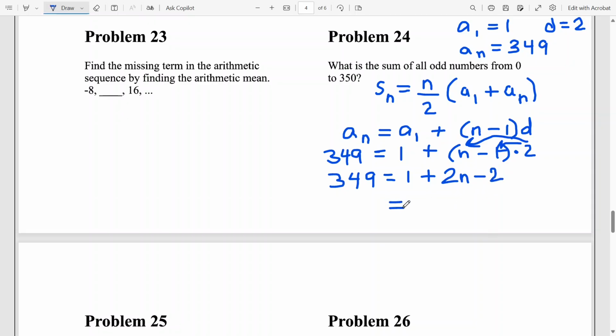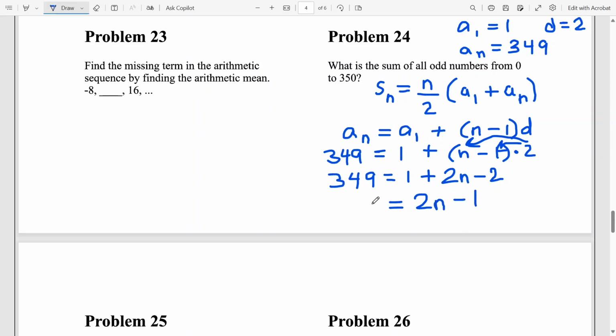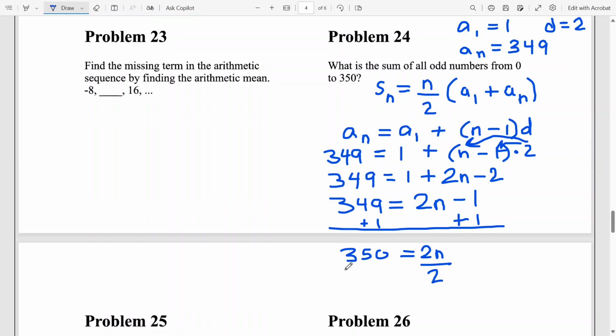And we can continue to neaten up the right-hand side here by combining like terms. The 1 plus minus 2 is going to be a minus 1. So we have 2n minus 1, and that equals 349. And so what should we do to solve for n? We should add 1 to both sides. And we're going to get 350 equals 2n. Then if we divide by 2, well, n is going to be 175.